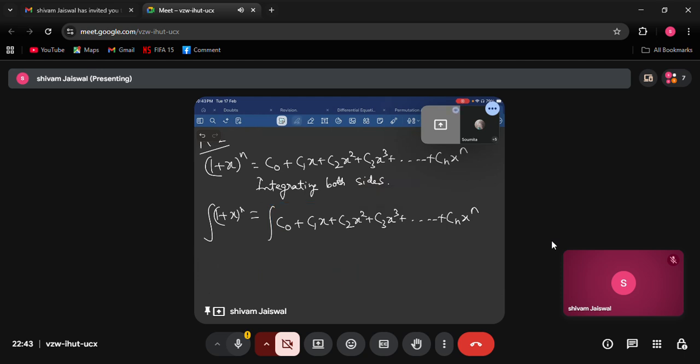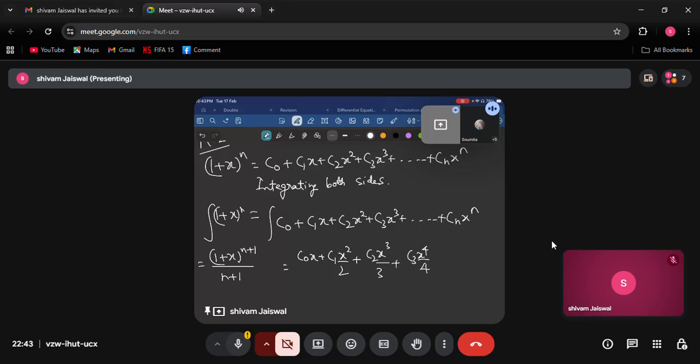Okay. So this would give us (1 plus x) whole to the power n plus 1 upon n plus 1. This will be equal to c0x plus c1 x square by 2 plus c2 x cube by 3 plus c3 x to the power 4 by 4. Are we getting the result?